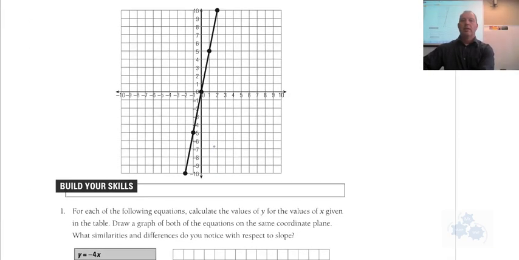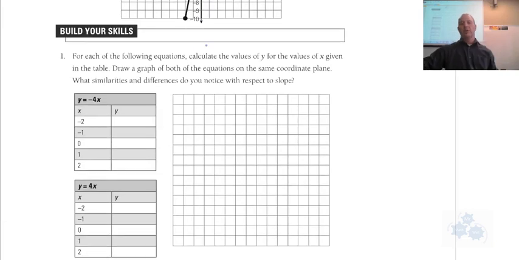Okay, so page 2. You guys have this one? This is the graph like I just showed you. So let's work on build your skills. All right. Okay, so you should have your pencil out. You should have a ruler or some kind of straight edge. You don't have to have a ruler, but if you have your calculator or whatever, you can use that straight edge. And what we're going to do is, what does this question say? For each of the following equations, so here are the equations, y equals -4x and y equals +4x. Calculate the y values for the values of x that are given in the table. Then draw a graph of both equations on the same coordinate plane. This is the coordinate plane, all of this graph here, empty graph. What similarities and what differences do you notice with respect to slope?